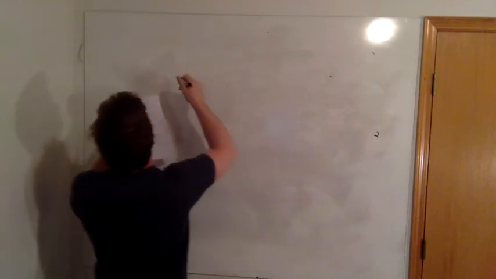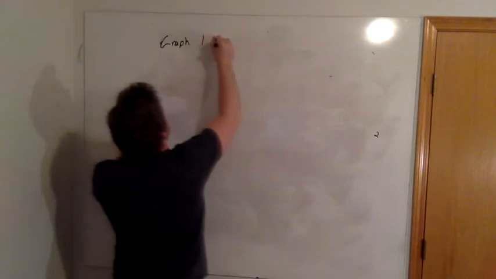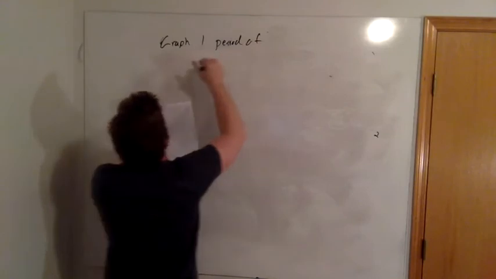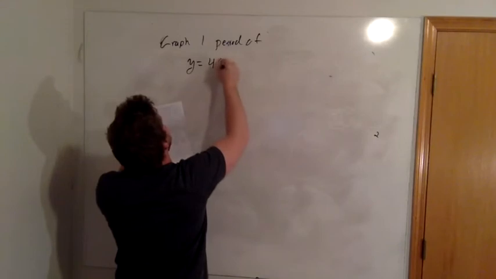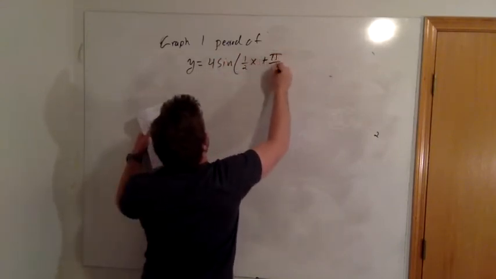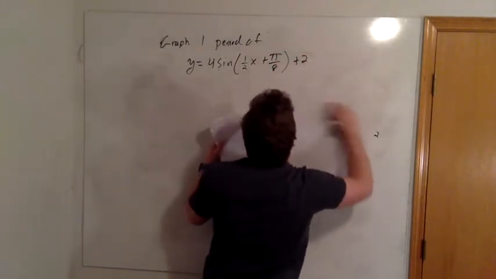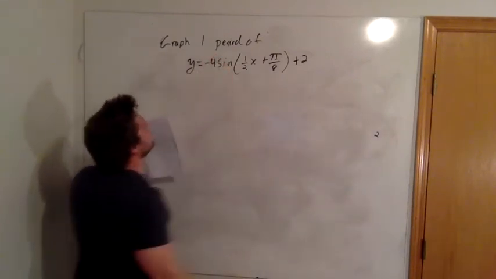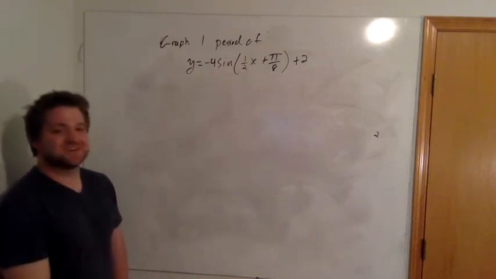Okay, so let's graph 1 period of, let's say, y is equal to, let's do 4 sine of 1/2 x plus pi over 8. Okay, how about plus 2? Why not? Plus 2. Sure. And for fun, why don't we throw a negative out front? Sure. Go ahead and pause the video and try to give a sketch of 1 period of this function here.